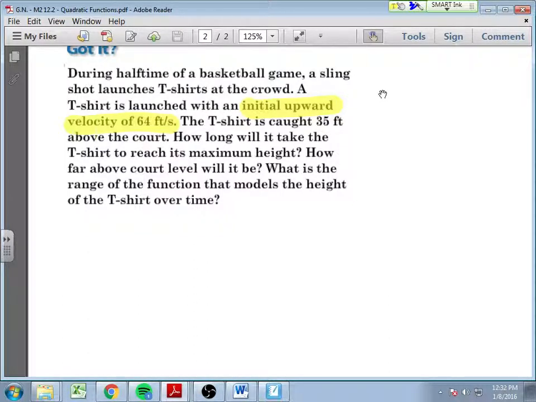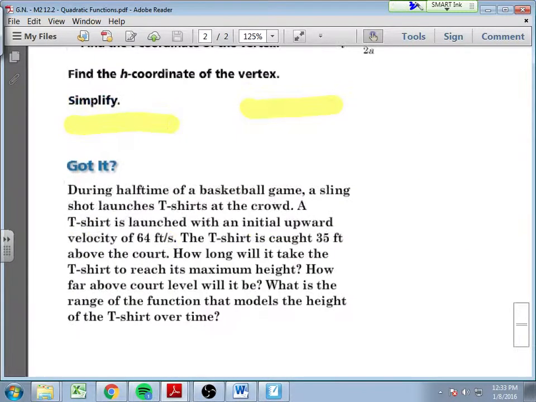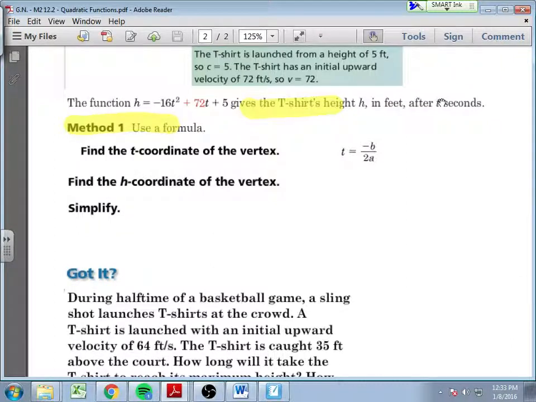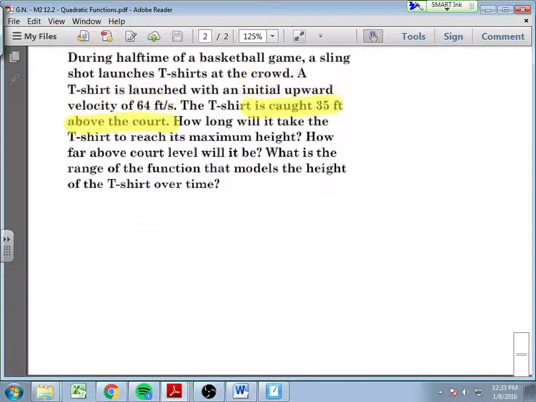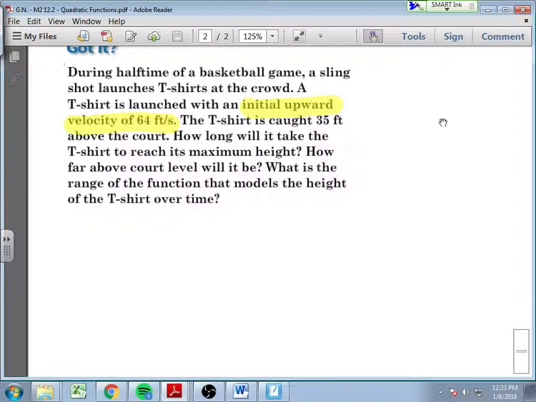The t-shirt is caught 35 feet above the court. How long does it take for the t-shirt to reach its maximum height? I think we're assuming the same slingshot from before. So now the difference is that our initial velocity is now 64. And you might want to start getting in the habit of saying h of t, the height at time t, because that h is relative to what your t equals.